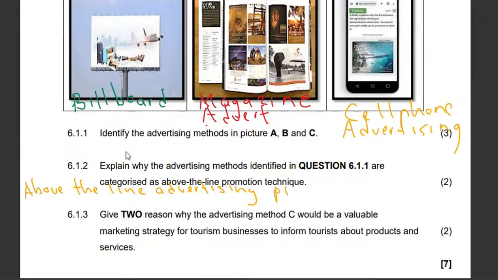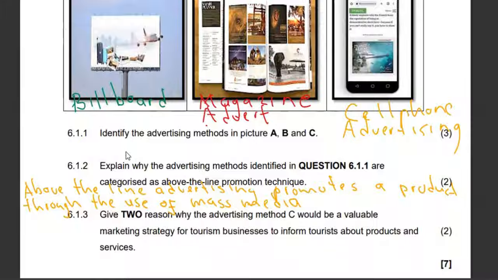Above the line advertising promotes a product through the use of mass media. And what do you mean by mass media? We are talking about billboards. Thousands of people view billboards on a daily basis. Then the same applies to magazines. They are distributed to thousands and thousands of people. Adverts which are put on cell phones also reach thousands and thousands of people. So these are mass communication mediums. So that's why they are called above the line.